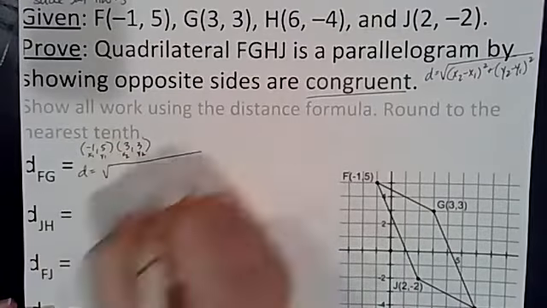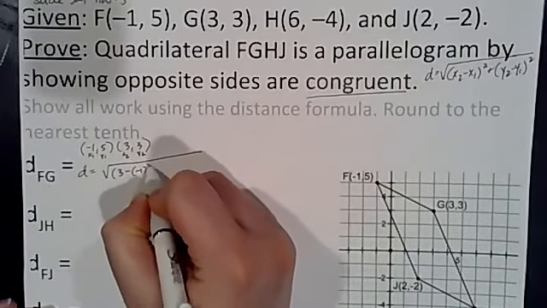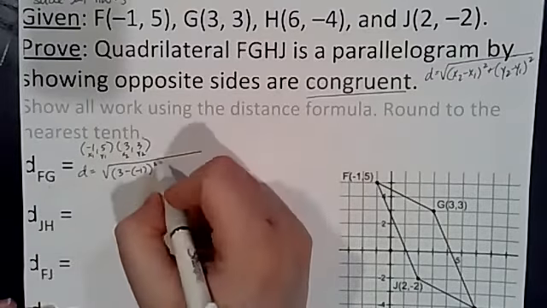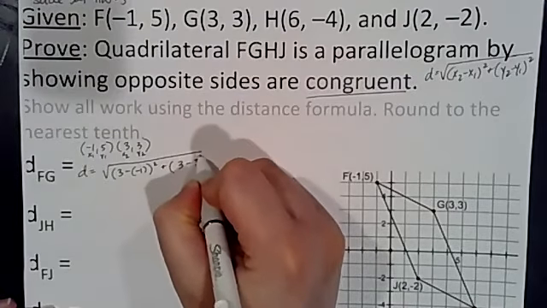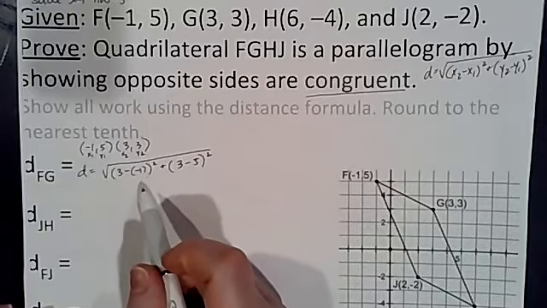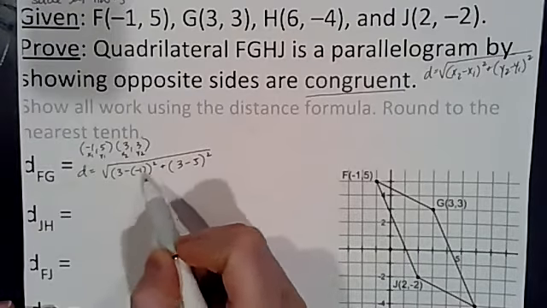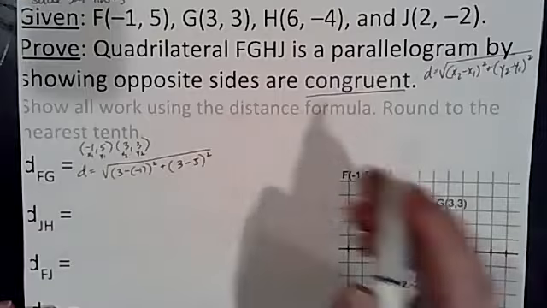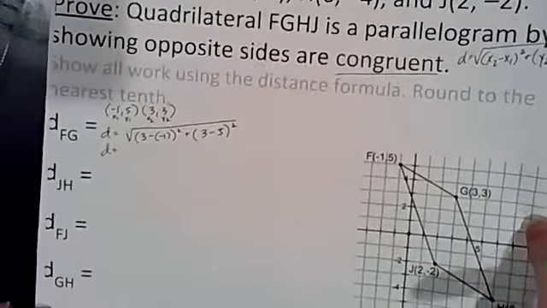And we're going to go ahead and plug that in. 3 minus -1 squared plus 3 minus 5 squared. Now, this is a mistake that I personally made that Mr. Will had to help me with. You have to make sure that you're adding these parentheses or else your answers are not going to come out correct, okay?